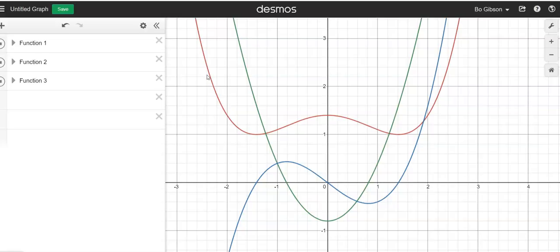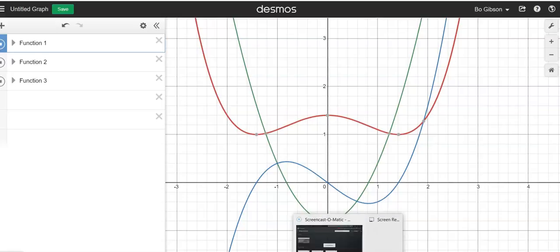I would go across, and you could test these functions one at a time, but since I already have a suspicion of what the correct answer is, I'm going to go off my red graph here.